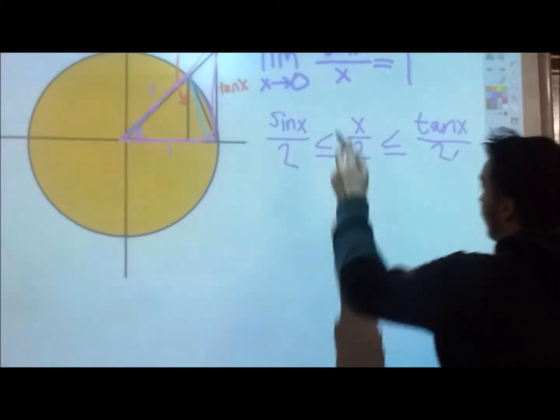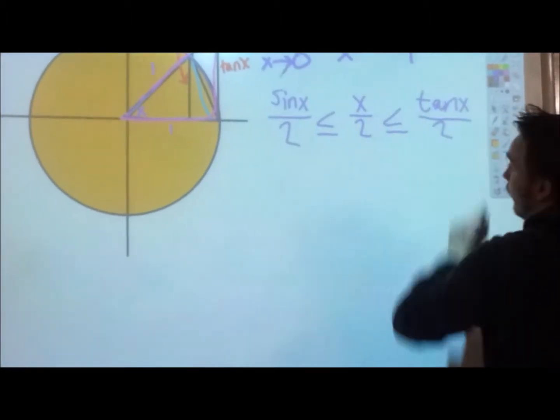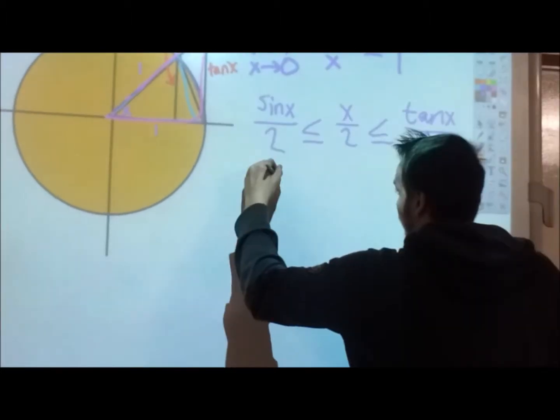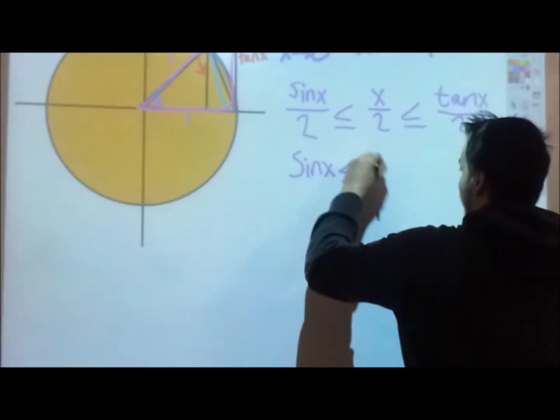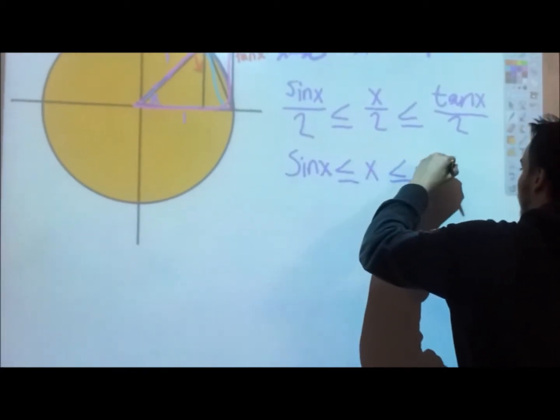What we're going to do here, since we want to find the limit as x approaches 0 of sine x over x equals 1, we're going to go ahead and multiply all of this by 2. Sine x is less than or equal to x, which is less than or equal to tangent of x.